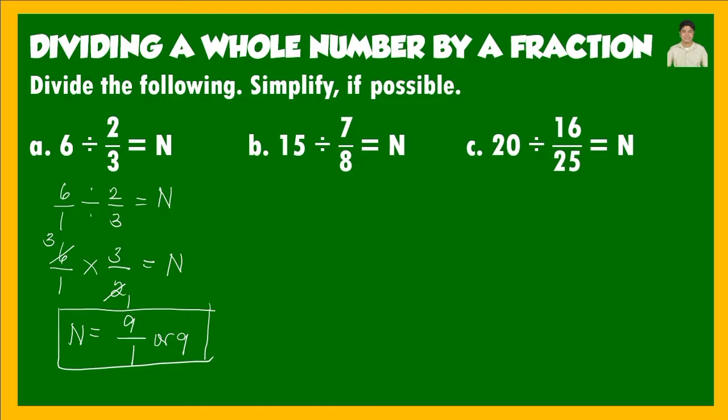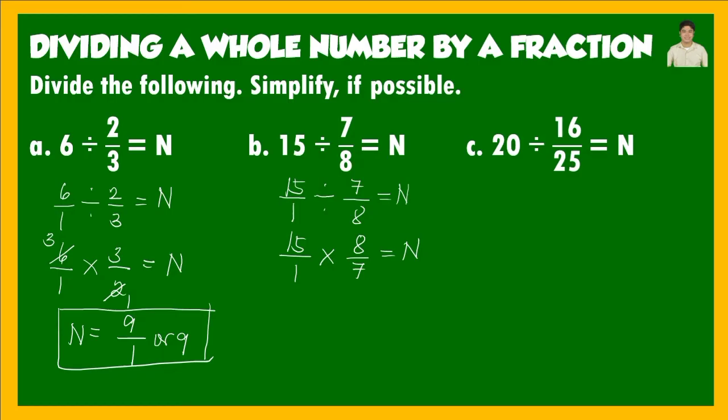Next, letter B, 15 divided by 7 over 8 is equal to n. So magiging 15 over 1 divided by 7 over 8 is equal to n. And then keep the dividend, do not change. So this will become 15 over 1, and then change. So change the division sign to multiplication sign. And then get the reciprocal of the divisor. So 7 over 8 will become 8 over 7 is equal to n.